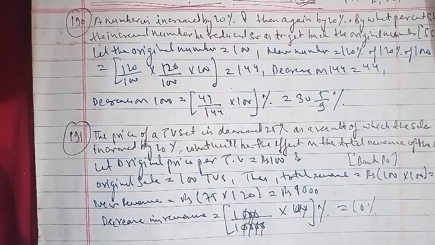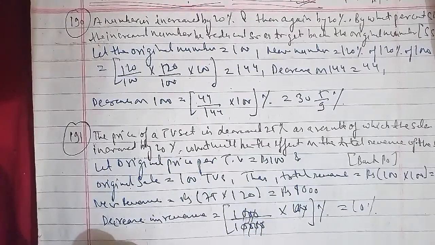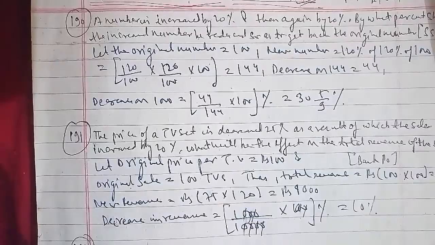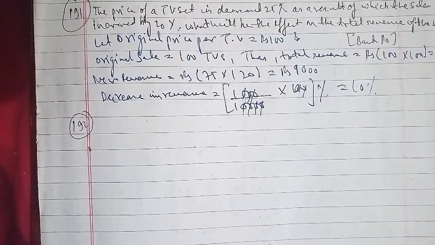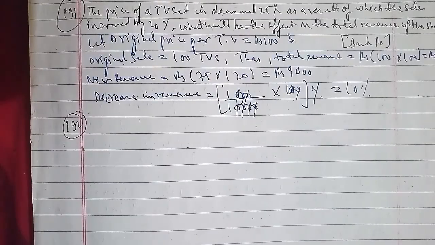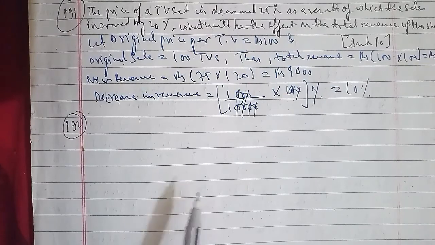That is the 192nd question of the session. The price of tea is increased by 20%. A man reduces his consumption by 20%. By how much percent will his expenses for tea be decreased? The options are 2%, 4%, 6%, 8%, and this question has been asked in an SSC examination paper.